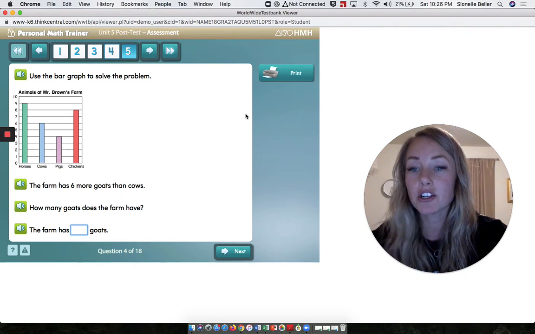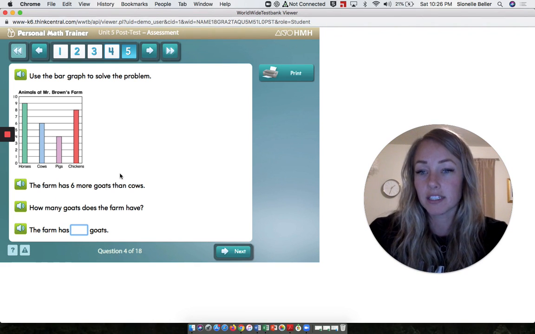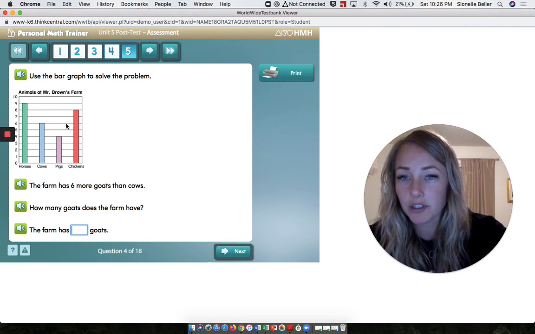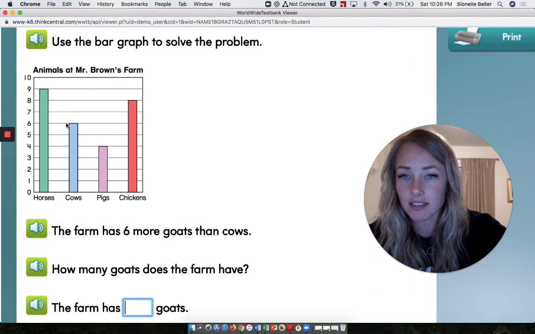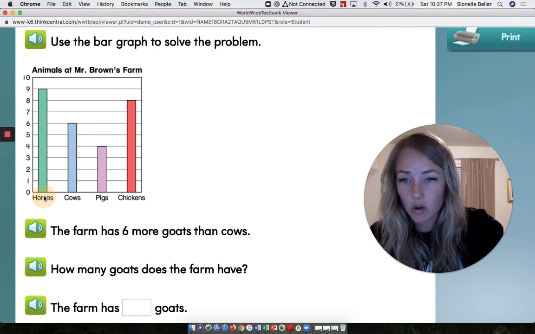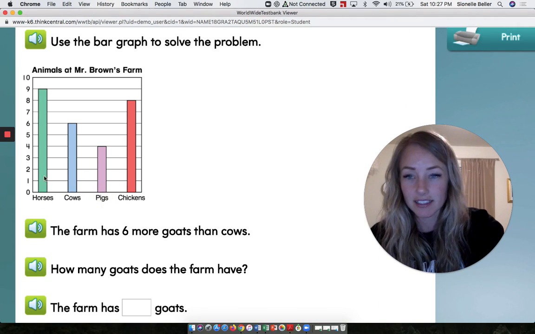All right, use the bar graph to solve the problem. Okay, so here's the bar graph. If we look at this bar graph, I'm going to zoom in because it's kind of small. Okay, it's got horses, cows, pigs, and chickens. There are 9 horses, 6 cows, 4 pigs, and 8 chickens.